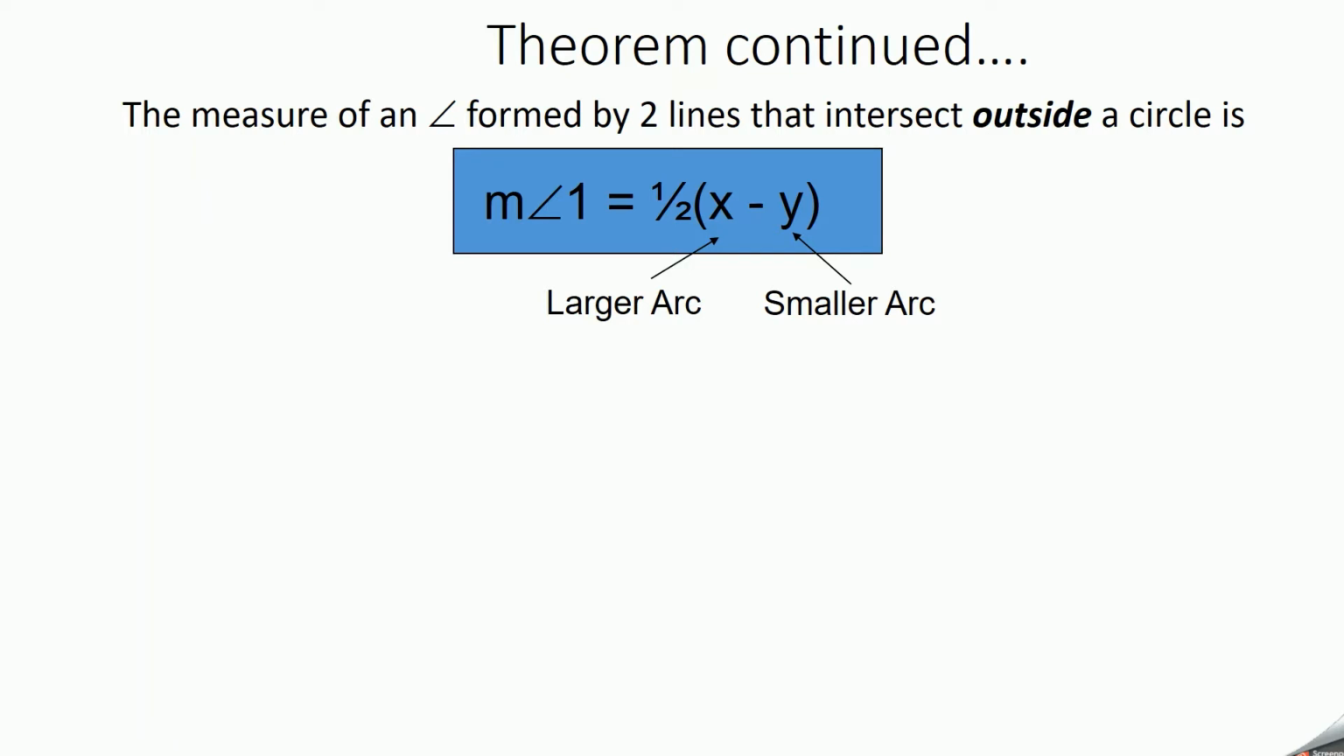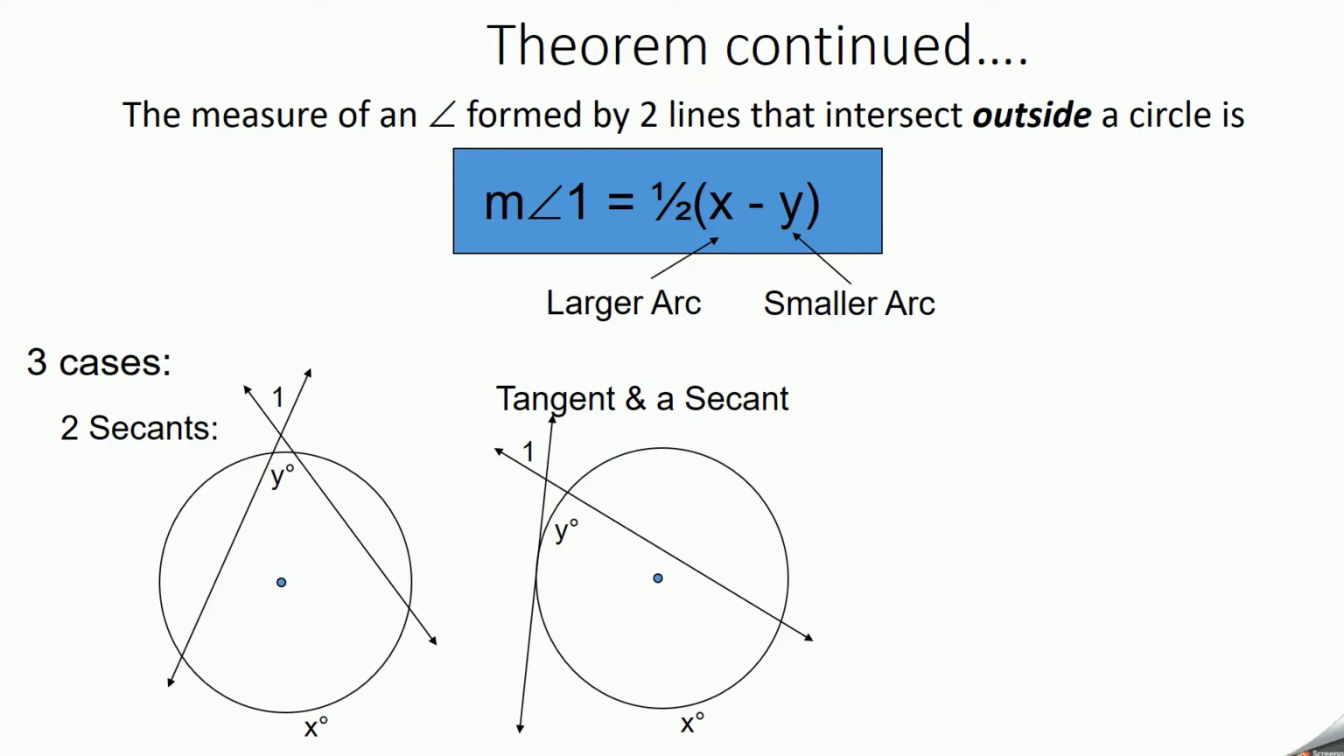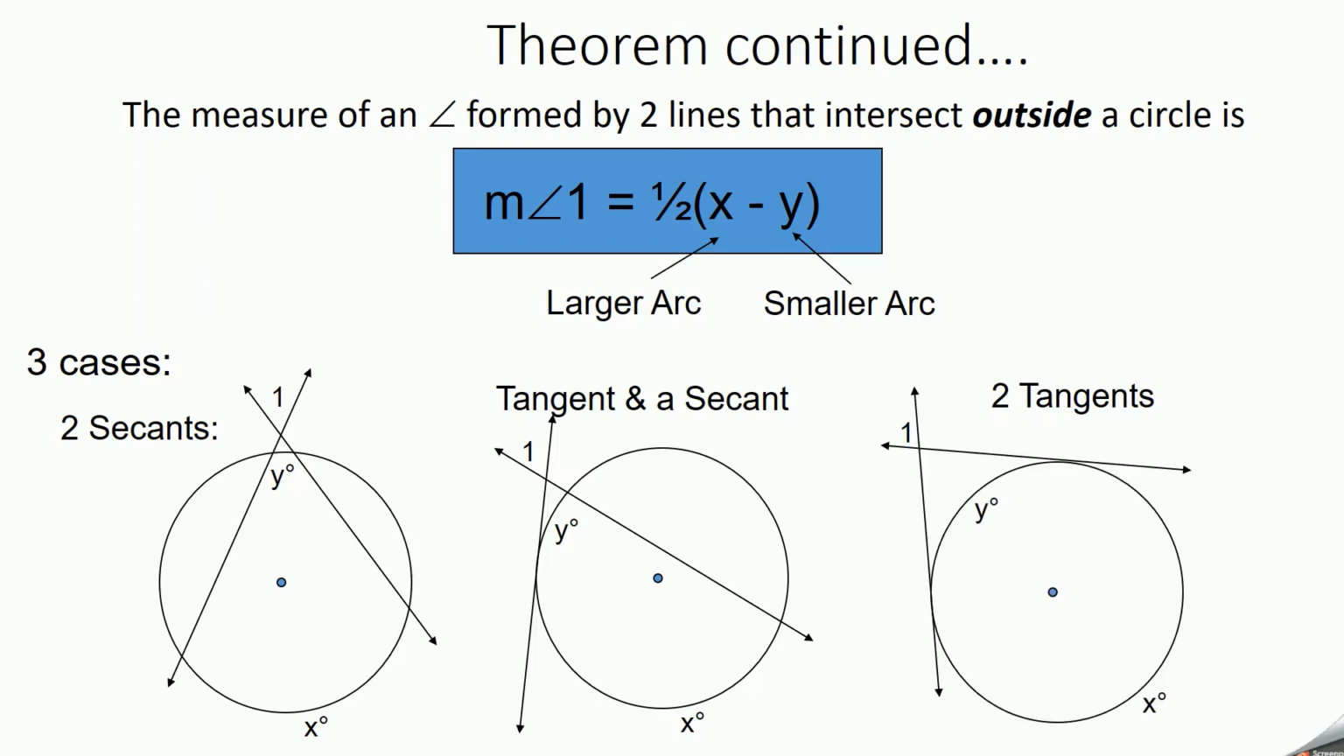There are three possibilities of what this would look like. One of them is two secants, still (x minus y) divided by 2. The second possibility is when you have a tangent and a secant come together, again, 1/2 (x minus y). And the third possibility is when we have two tangents, again, (x minus y) divided by 2. Hopefully you did well on the last problems.